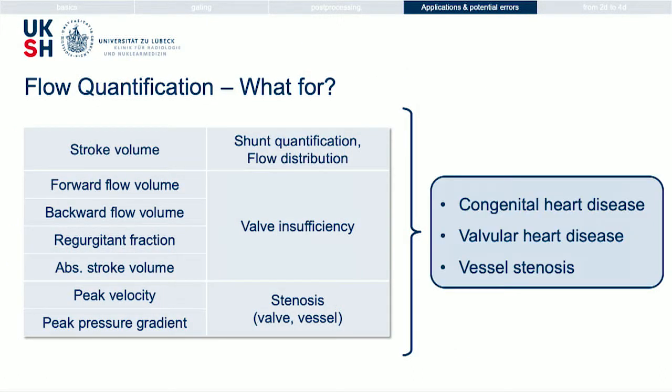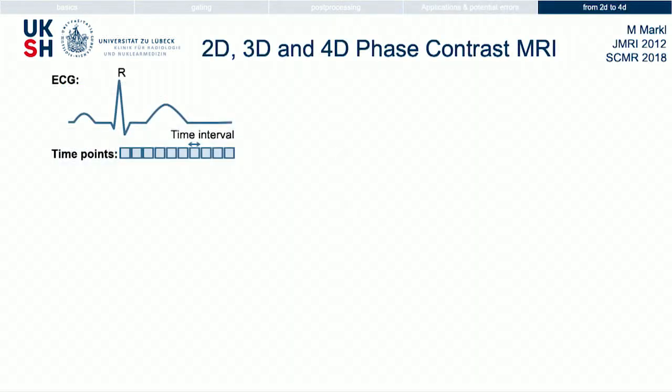So all this flow quantification is very interesting in clinical routine for congenital heart disease. It gets more interesting for valvular heart disease and for vessel stenosis. And especially congenital heart disease is really complex, and you want to do a lot of measurement planes, and it's really time consuming, the prescription of all those planes. So you might think about doing a 4D flow MRI scan.